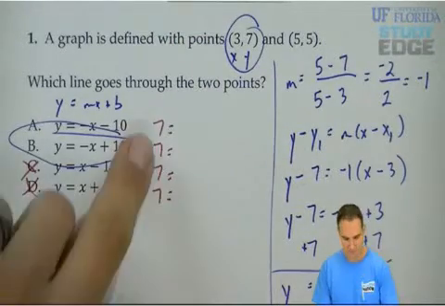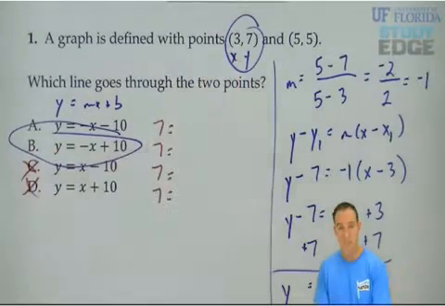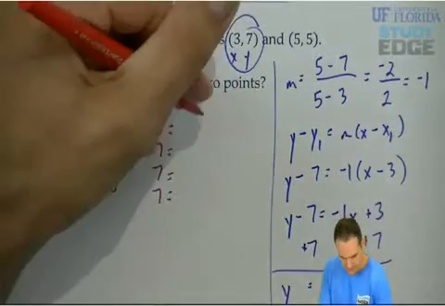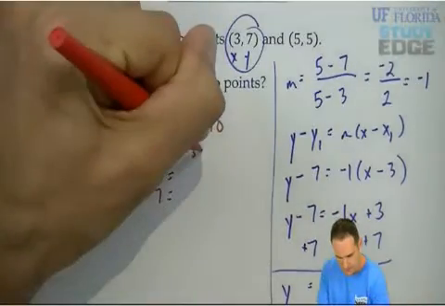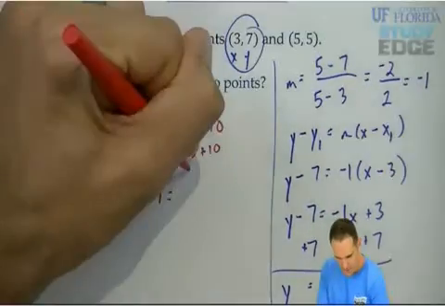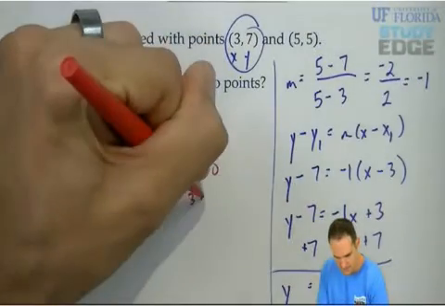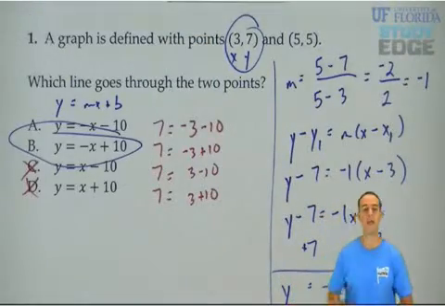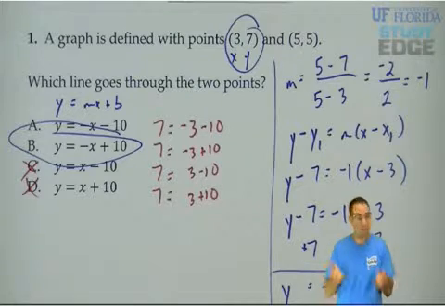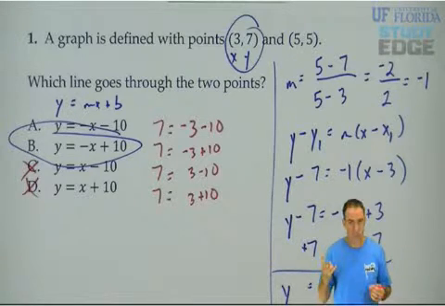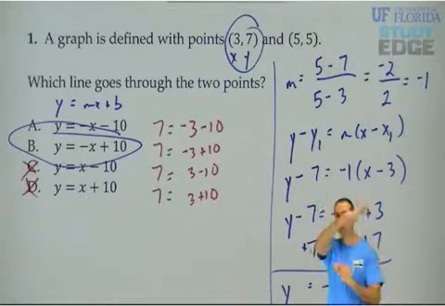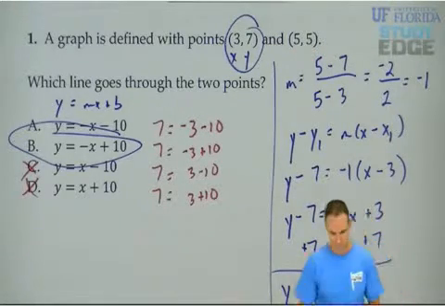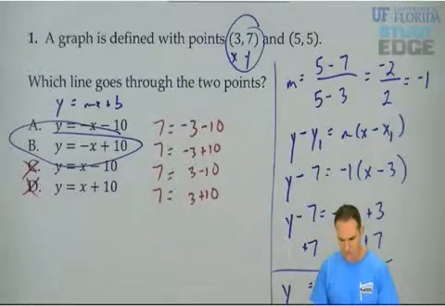See what I'm doing? I just plug in a 7 for y. Now I'm going to plug in a 3 for x. Negative 3 minus 10, negative 3 plus 10, 3 minus 10, 3 plus 10. And if only one answer works, well then that's got to be it. If 2 answers work, then you've got to try the other point, because any 2 points will give you one unique line.